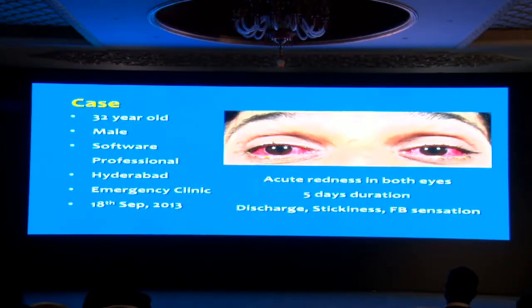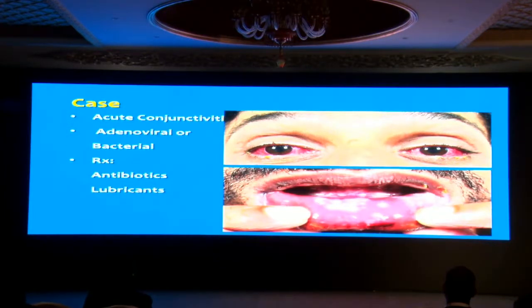Rarely you may have a presentation like this. I had a gentleman, not in an age group where I would suspect OCP. He presented initially, and I thought it was conjunctivitis, an adenoviral conjunctivitis or something very acute. In a few days he developed these lesions, and then we started thinking maybe it's a mucositis, or some form of SJS.